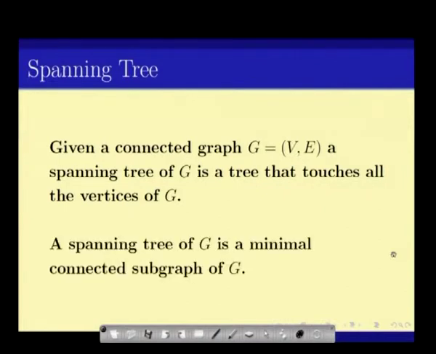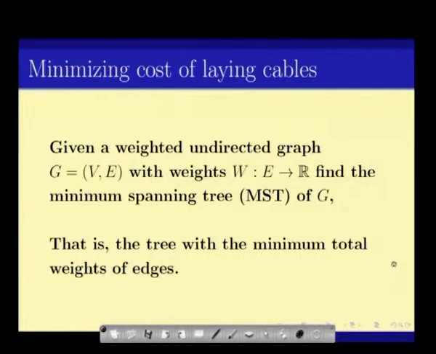So, this is also a minimal connected subgraph of G. We can also have weights on these edges, as we have in our problem, and in that case we can talk about the total weight of the edges of this spanning tree. The spanning tree with the minimum total weight is known as the minimum spanning tree. Note that in a graph there can be more than one spanning tree, and more than one minimum spanning tree also.